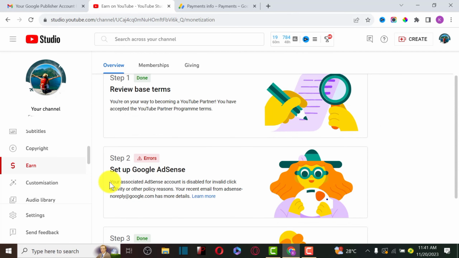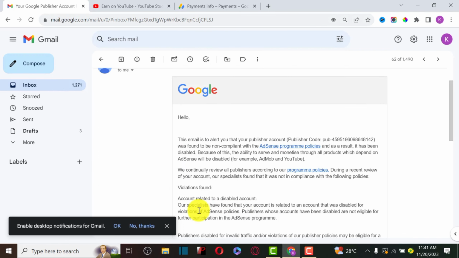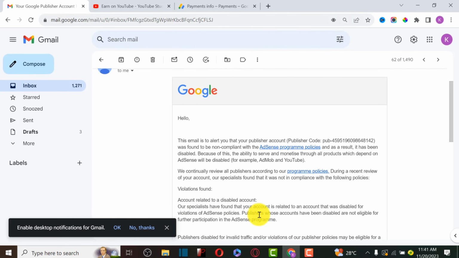So I actually got this message from Google: your associated AdSense account is disabled for invalid click activities or other policy-related violations. So I checked my email to analyze what the cause of this account closure is. This is the policy violation, account related disabled. It says I was found to be related to an account that was disabled for violation of AdSense policy.